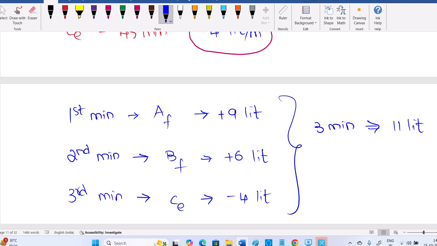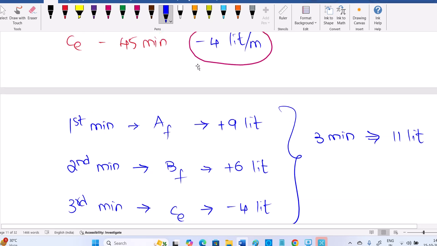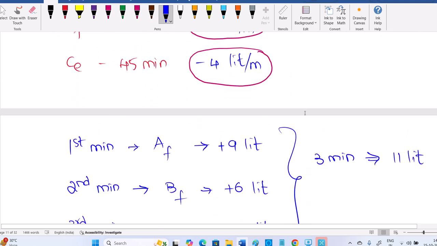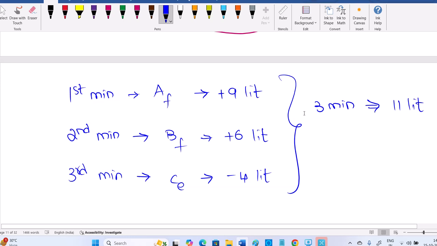Fourth and fifth, 9 and 6 will add. Okay, sixth minute, 4 will be subtracted. So after 6 minutes, the situation is 22 liters. After 9 minutes, 33 liters. Now question, you need to fill the tank. How many minutes will it take? So, answer.